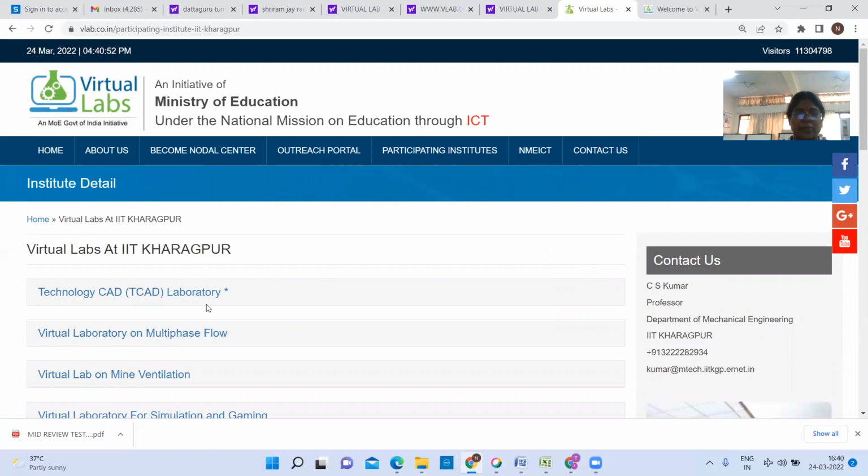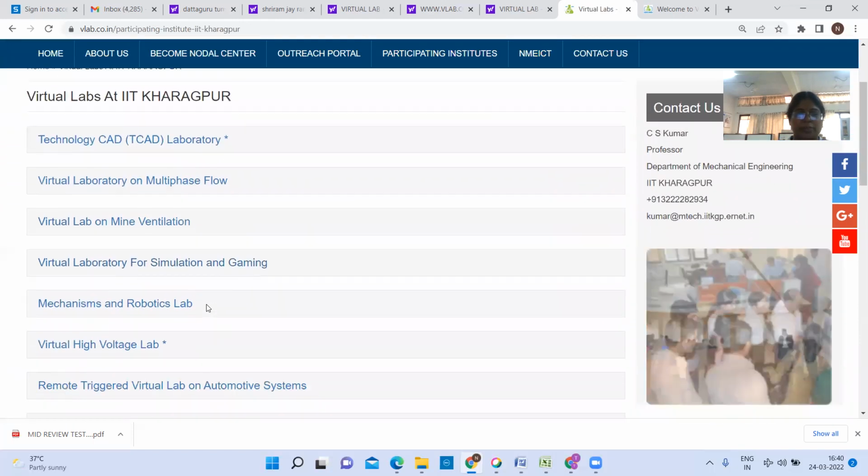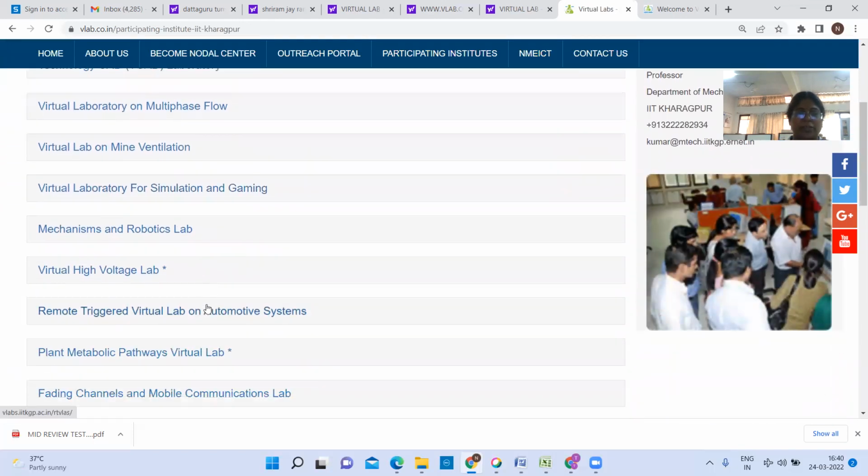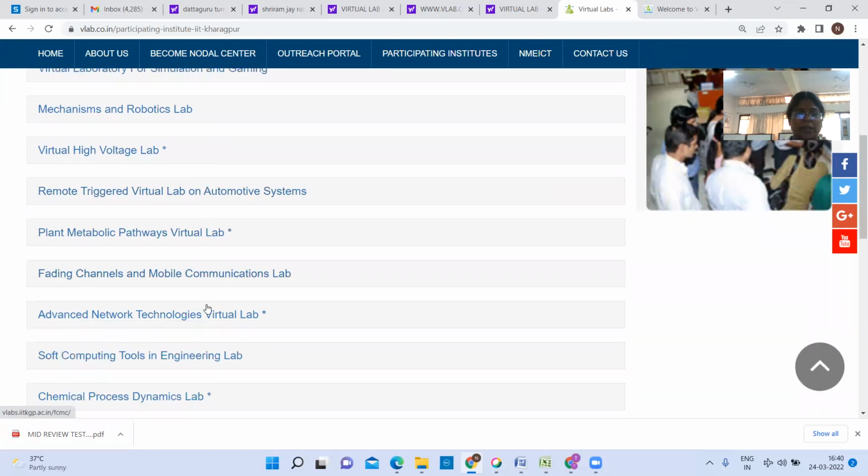Now we are looking at IIT Kharagpur's. Let me check, is there any optical lab in this?